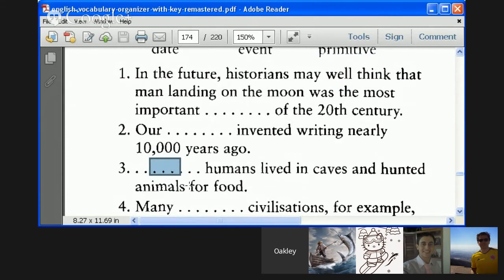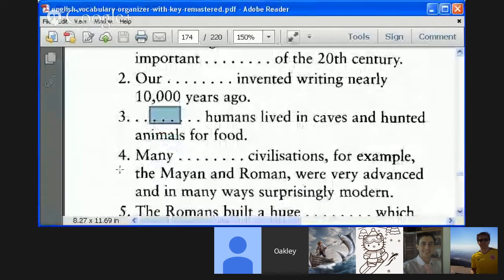Primitive is another relative term. What is considered primitive? How ancient does your society or culture have to be before it's considered primitive? Also relative, with no clear demarcation. In general, I would say it means before writing, if I had to define it. Okay, let's move on.